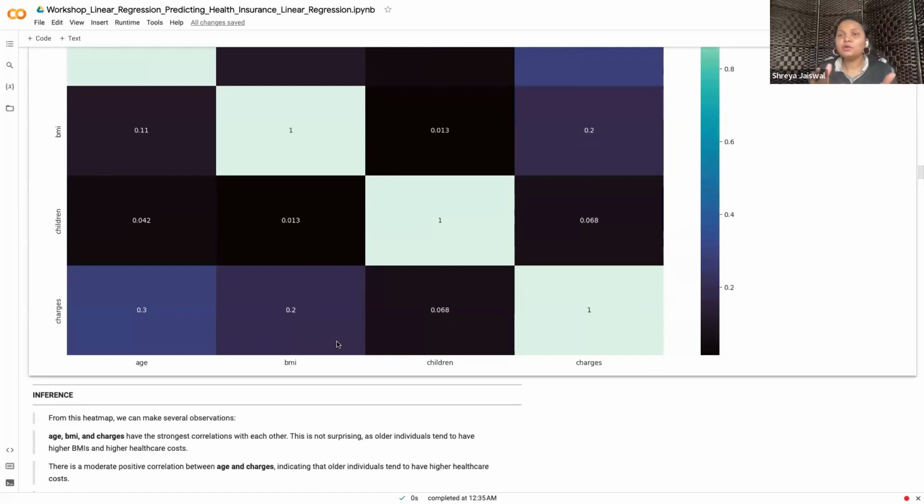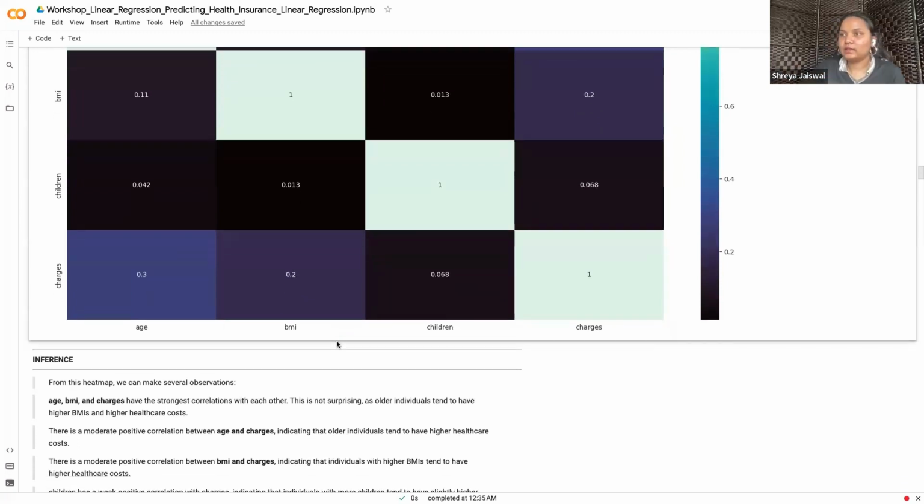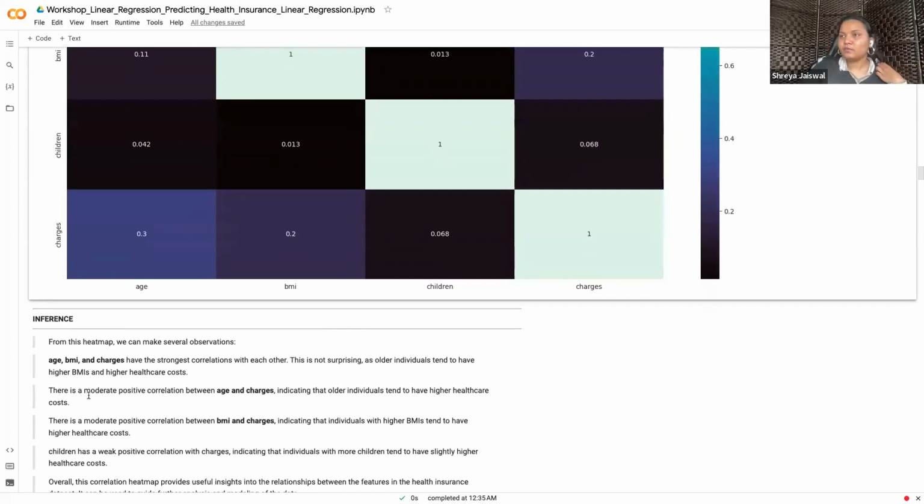Similarly, if it is more towards my -1 part, then that means it is negatively correlated, stating that with every increase in that particular independent variable, my dependent variable would decrease. So in this case, we see that age and charges have a moderate positive correlation, and it would also make sense, indicating that older individuals tend to have higher healthcare costs.